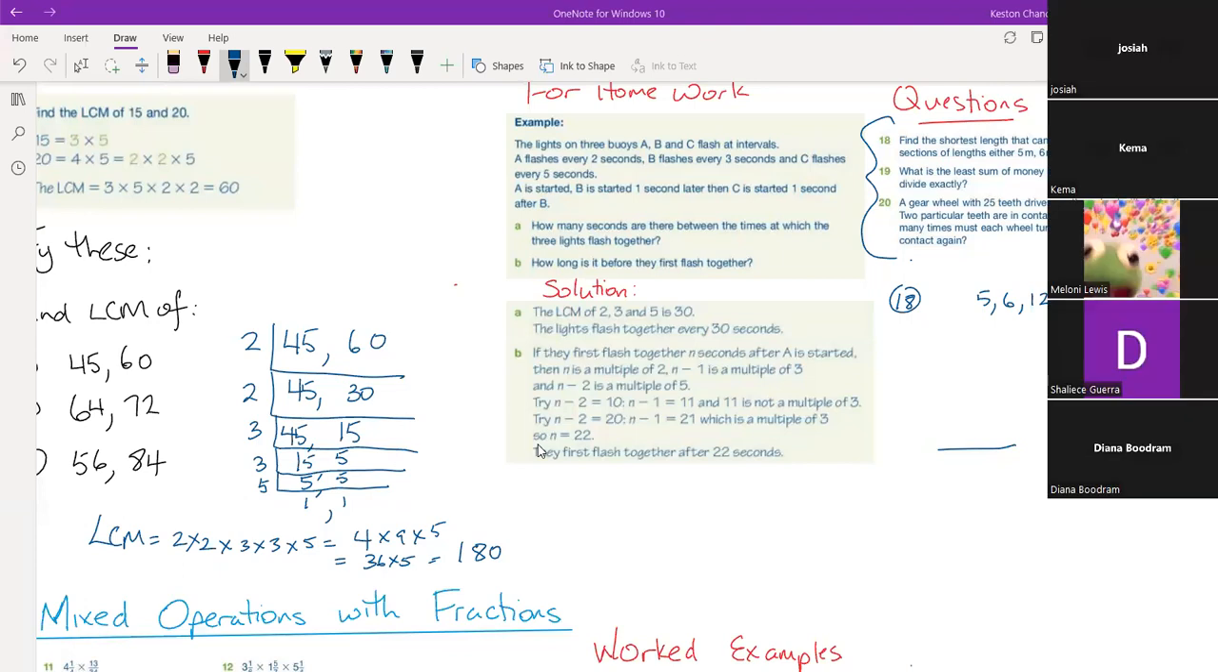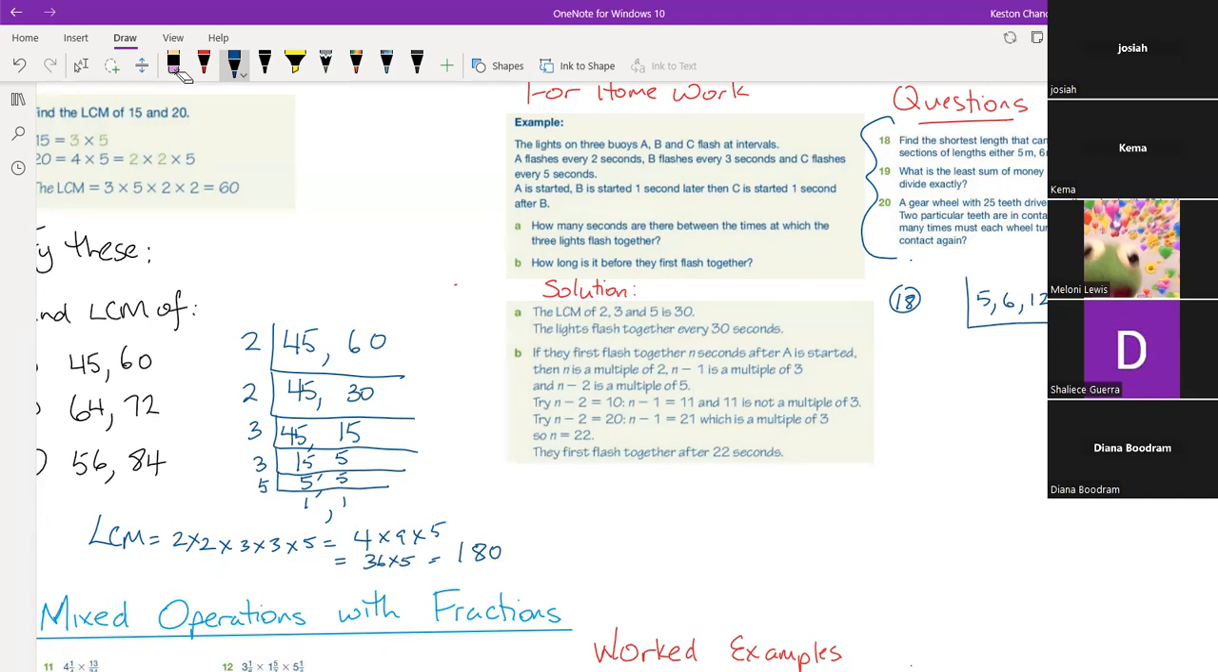All right, so just going to look at this quickly. So we're looking at LCM with the questions here. Find the shortest length that can be divided exactly into equal sections of length either 5 meters, 6 meters, or 12 meters. We said that this is a type of question that requires the use of LCM. We use prime factorization when we do the LCM. The difference is we are putting all the numbers together and doing it simultaneously.